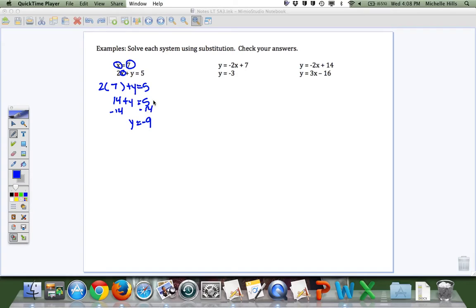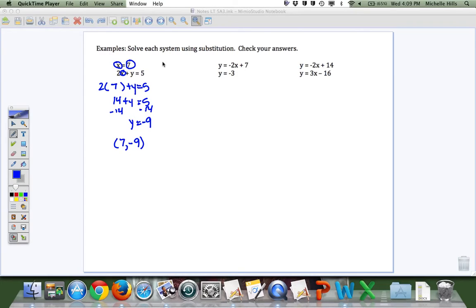Now when I'm solving a system of equations, I'm trying to say if I graphed the vertical line x equals 7 and this line, where's their point of intersection? So my solution is the ordered pair 7 for x, because it tells me x is 7, and negative 9 for y. So if I graph these two lines, they should intersect at the point 7, negative 9.